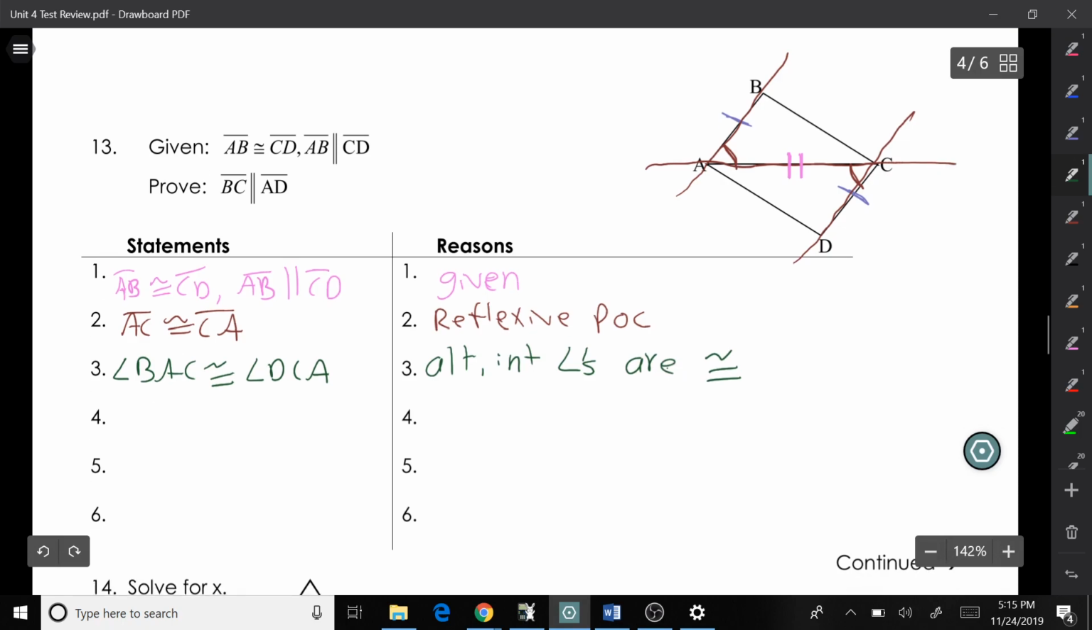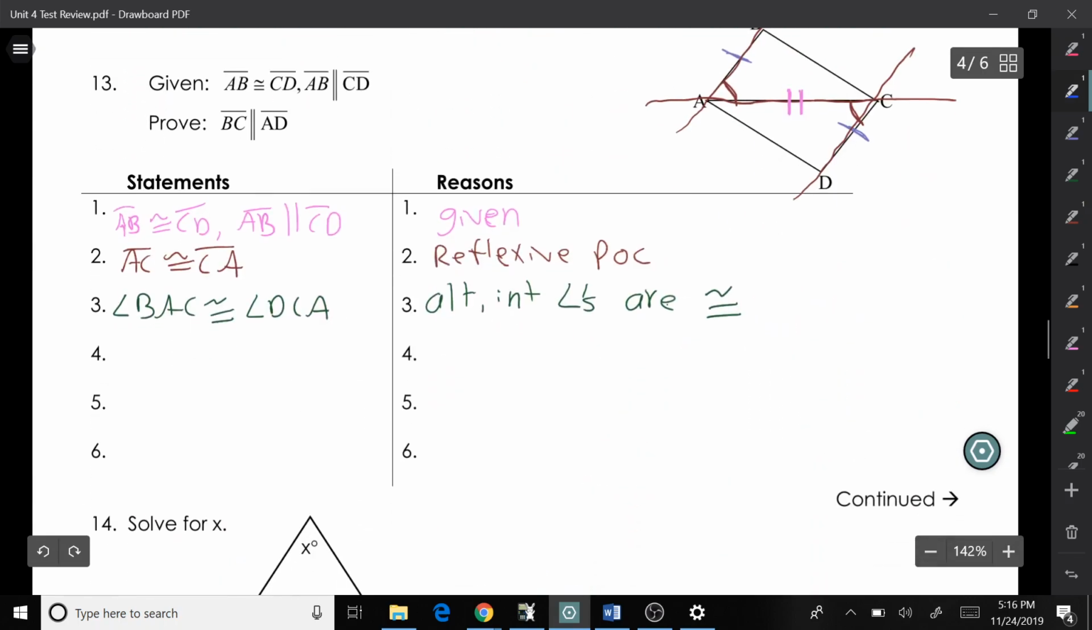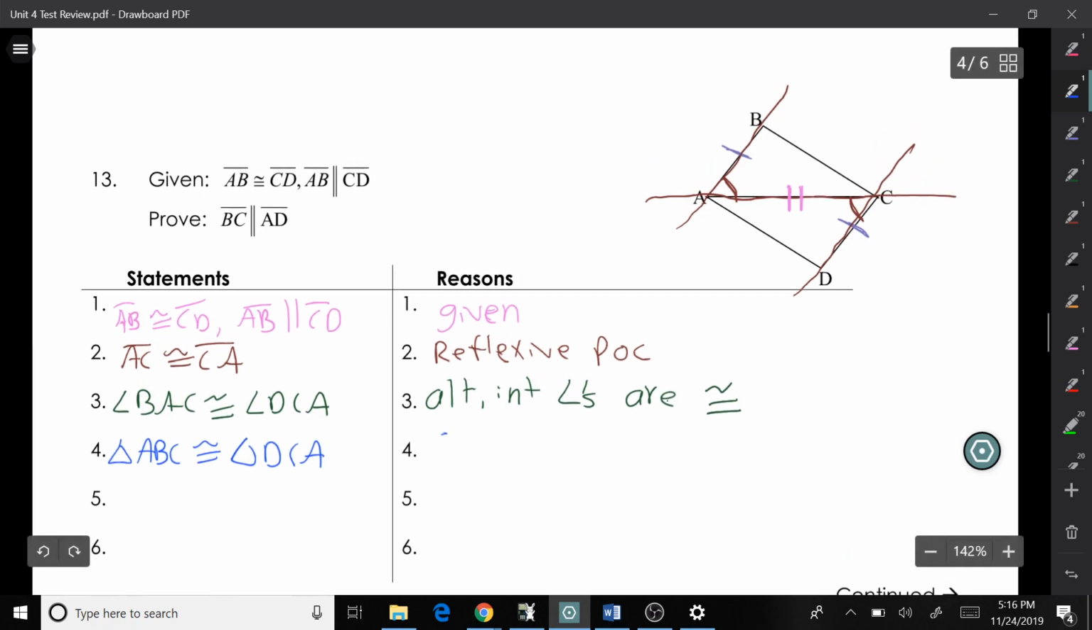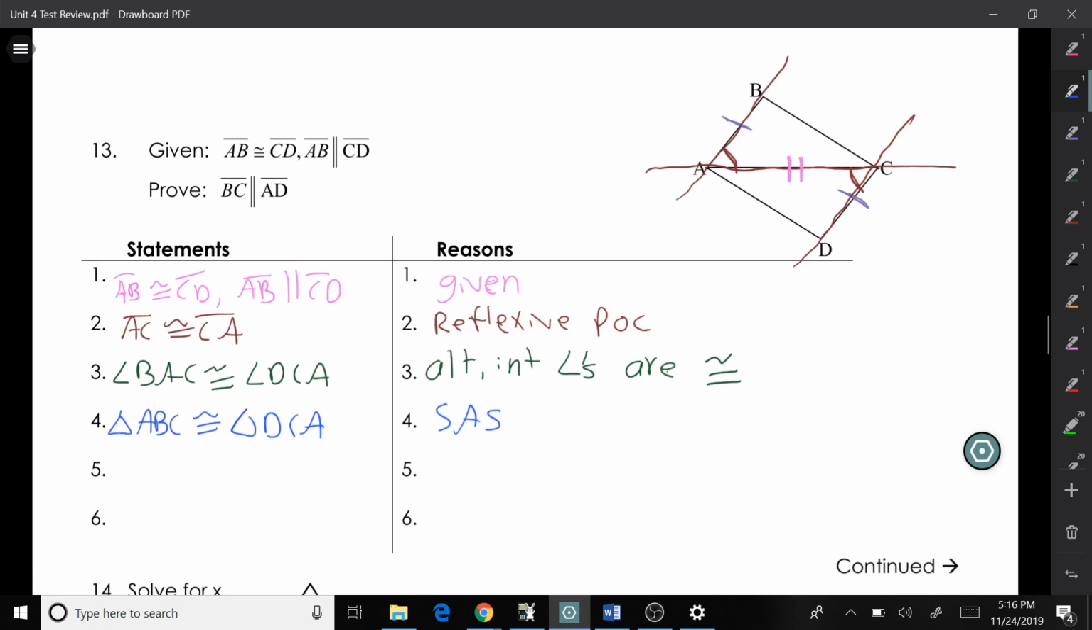So now we can say the two triangles, triangle ABC and triangle CDA, are congruent by side, angle, side. So triangle ABC is congruent to triangle CDA by side, angle, side. No, I'm sorry, ABC is going to be CDA.